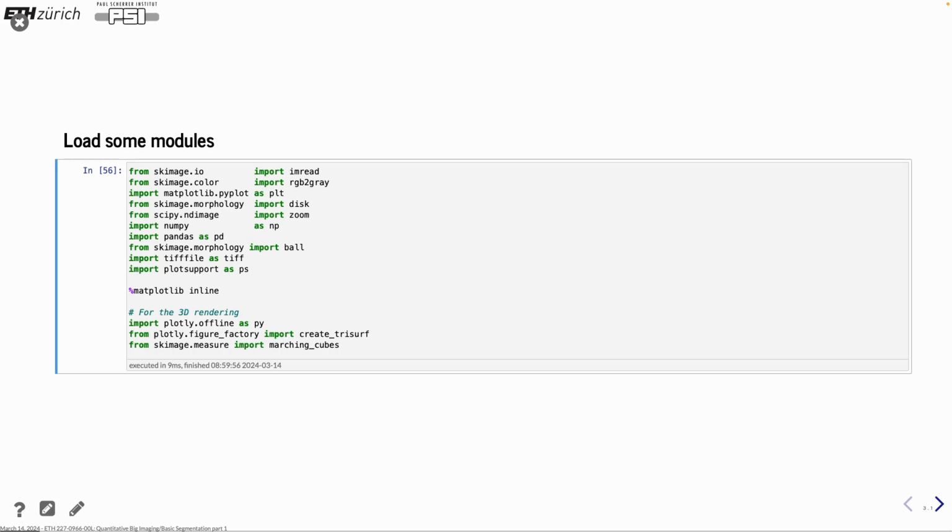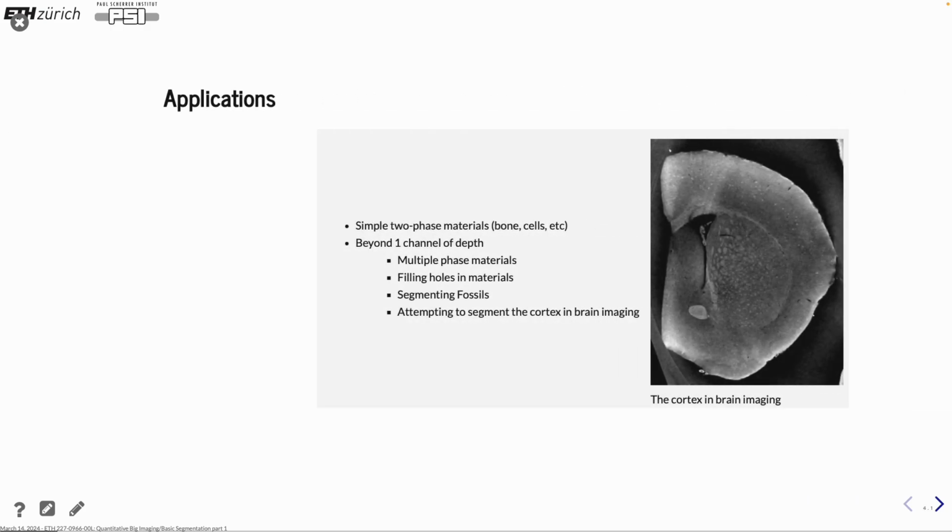As usual, we have a bunch of modules to load. Today there is not so much special that's new. Maybe this scikit-image morphology is going to be more used in the second part today. Otherwise, this is a little support module that I wrote for nicer plotting. Some nice tools are in there if you want to use them. So in principle, that is it.